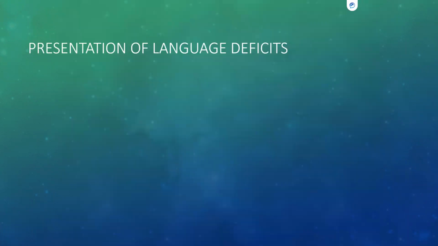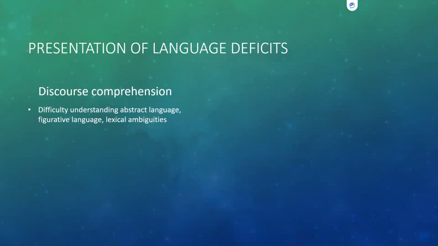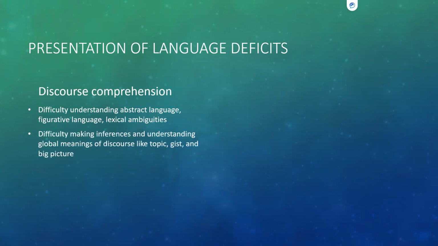So what might that look like? The presentation of language deficits in RHD. This slide will focus on discourse. So, discourse comprehension. Someone with RHD might have a difficult time understanding abstract language, figurative language, or lexical ambiguities. They might have difficulty making inferences and also understanding global meanings of discourse.